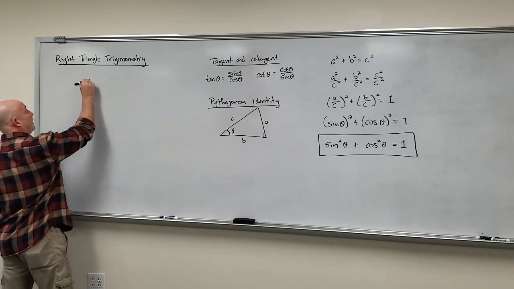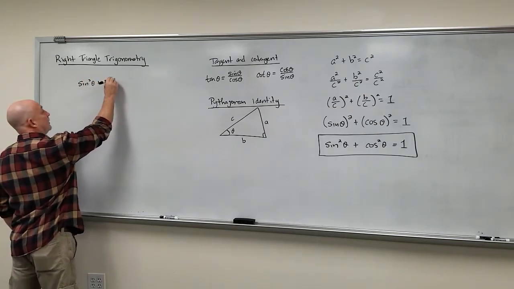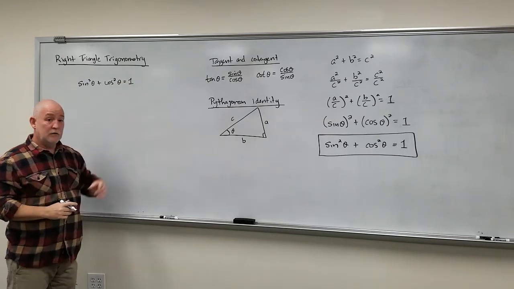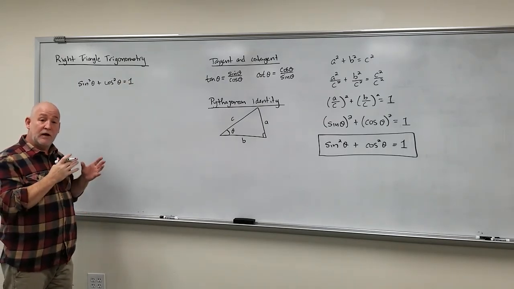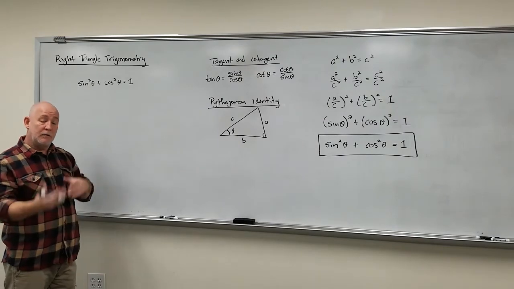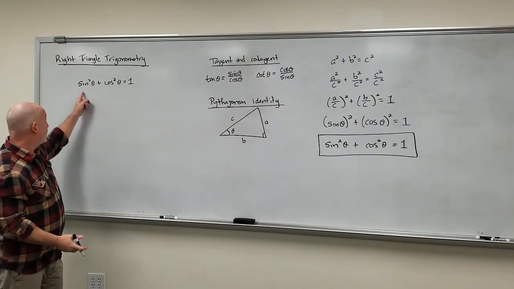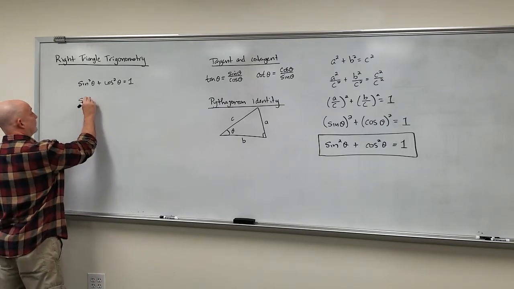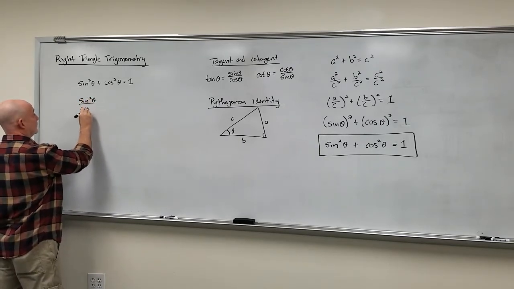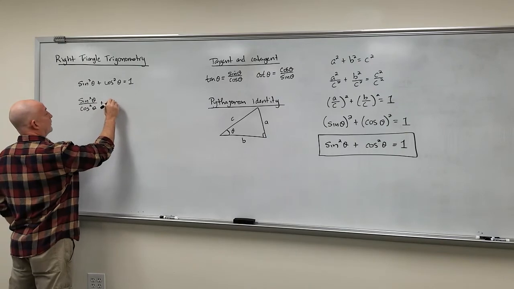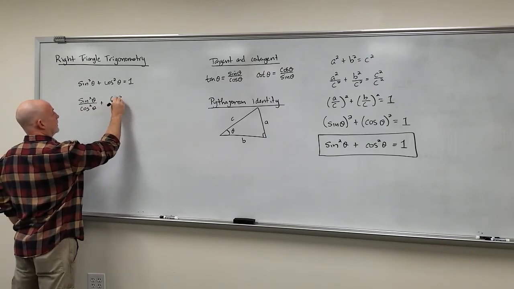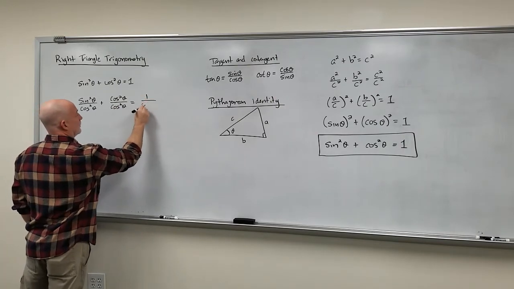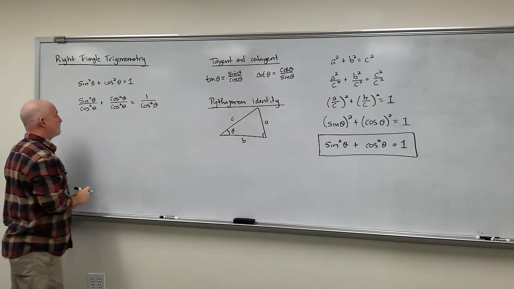I'm going to start with sine squared theta plus cosine squared theta is equal to 1. If I take this equation, I'm going to do 2 different things. I'm either going to divide through by sine squared, or I'm going to divide through by cosine squared, because that's what I have, sines and cosines. So if I take this equation, if I divide through by, I don't know, let's do cosine first. Cosine squared plus cosine squared theta over cosine squared theta, 1 over cosine squared theta.